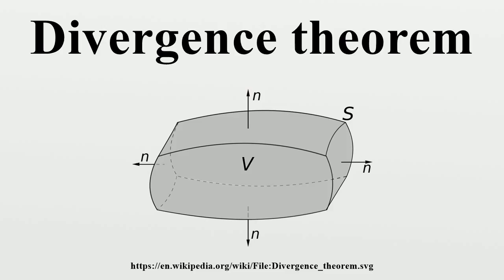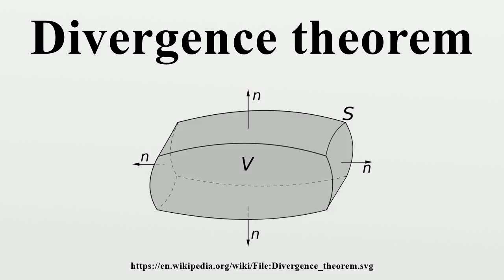Mathematical statement: suppose V is a subset of R^n which is compact and has a piecewise smooth boundary S. If F is a continuously differentiable vector field defined on a neighborhood of V, then we have: the left side is a volume integral over the volume V, the right side is the surface integral over the boundary of the volume V. The closed manifold S is quite generally the boundary of V oriented by outward-pointing normals, and n is the outward-pointing unit normal field of the boundary.